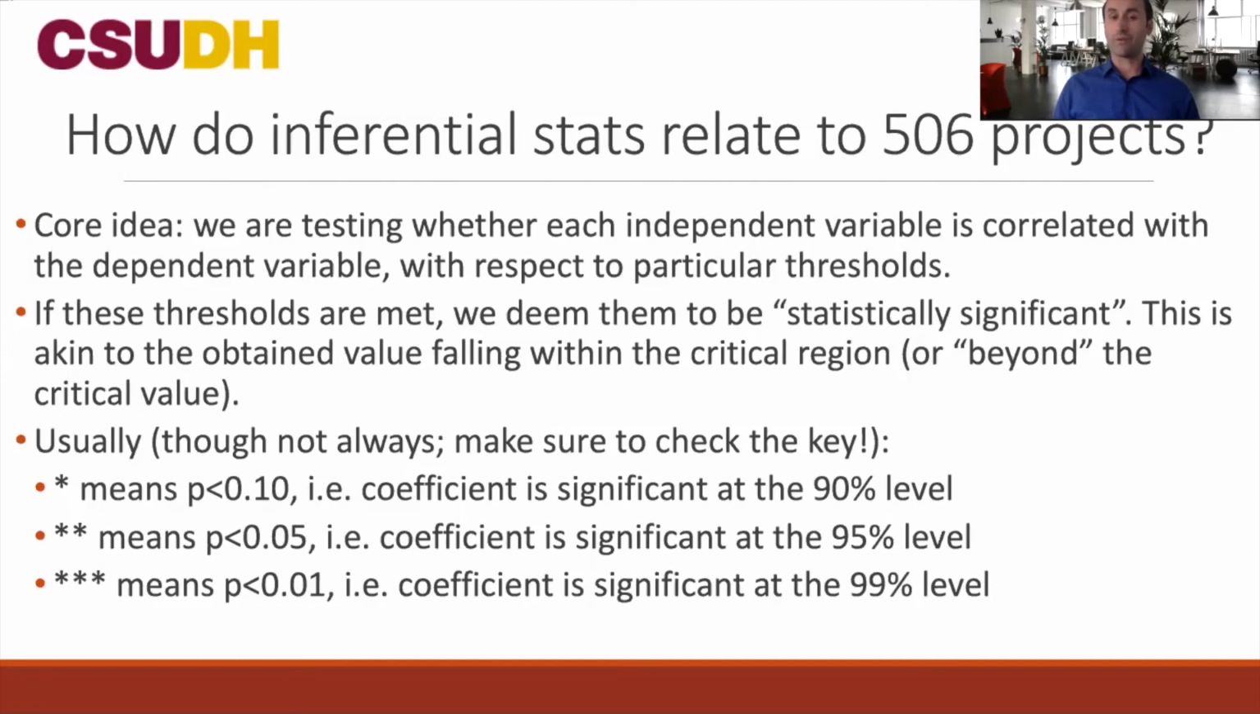Usually, though not always, so make sure you check the specifics in the key, one asterisk in a regression analysis table would refer to p is less than 0.1, which in other words, the coefficient is significant at the 90% level. 2 asterisks suggest that the coefficient is significant at the 95% level, and 3 asterisks usually implies that the coefficient is significant at the 99% level.